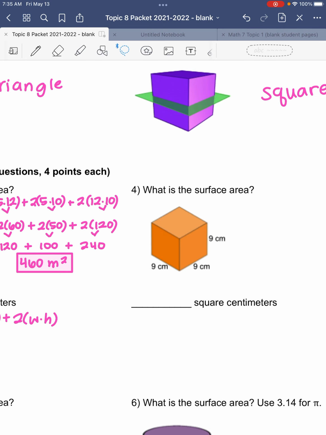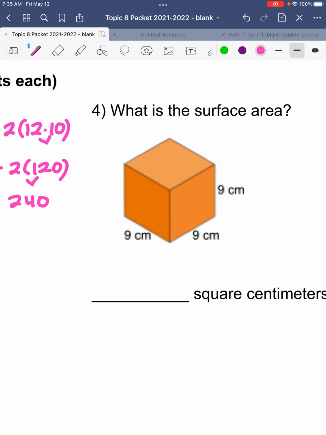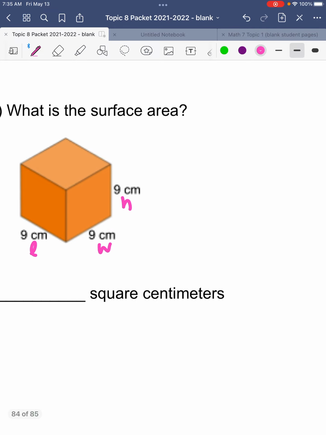What is the surface area of this cube? How do I know it's a cube? Well, all the side lengths are exactly the same. Every side length I'm given is 9 centimeters. So it's a cube. So again, it doesn't matter how I label things, length, width, height. I usually just go from left to right as I read the numbers. Okay, so we're gonna use our formula again.